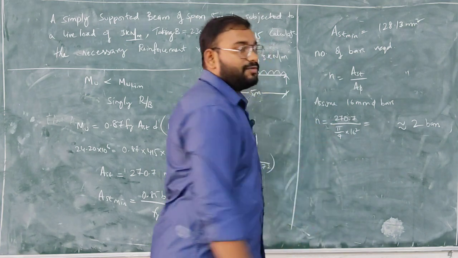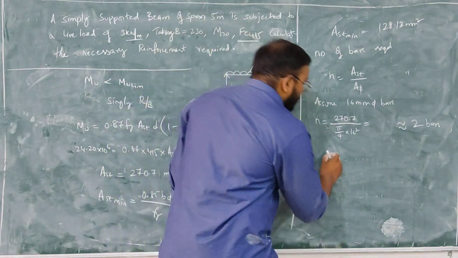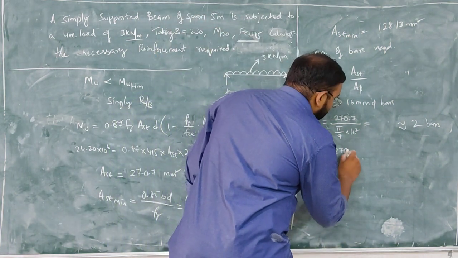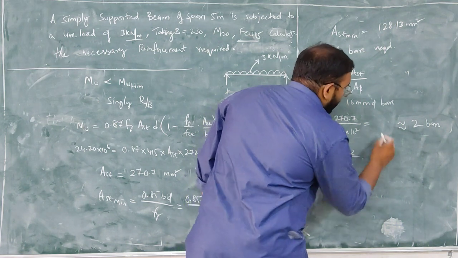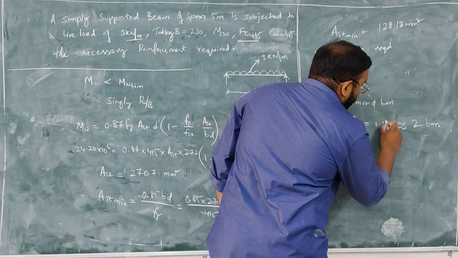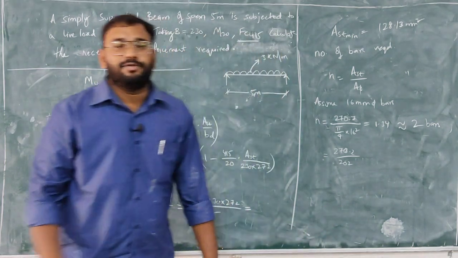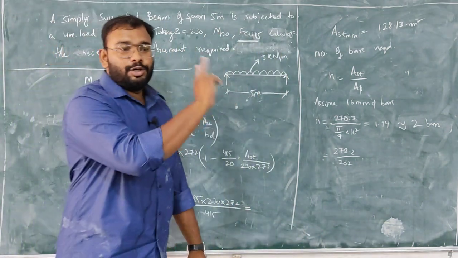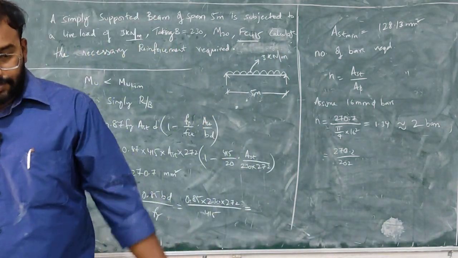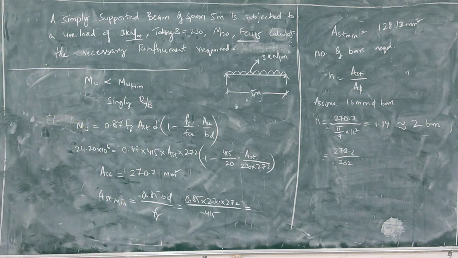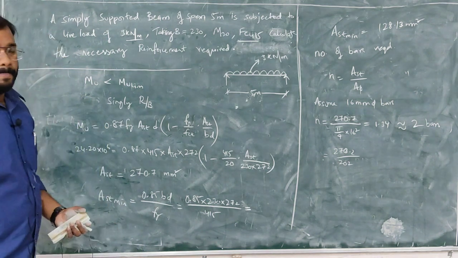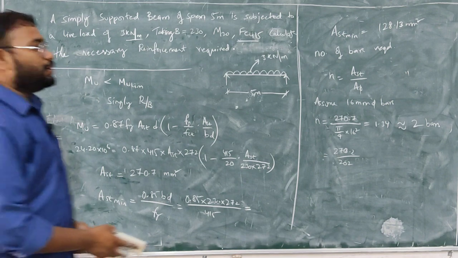270 divided by pi by 4 into 16 square. This will be equal to 270.2 divided by 201. It is 1.34. You cannot provide 1.34 bars. So you need to provide 2 bars.